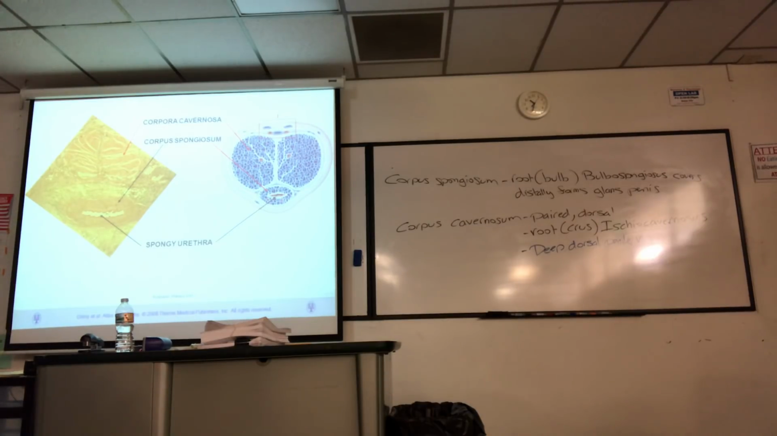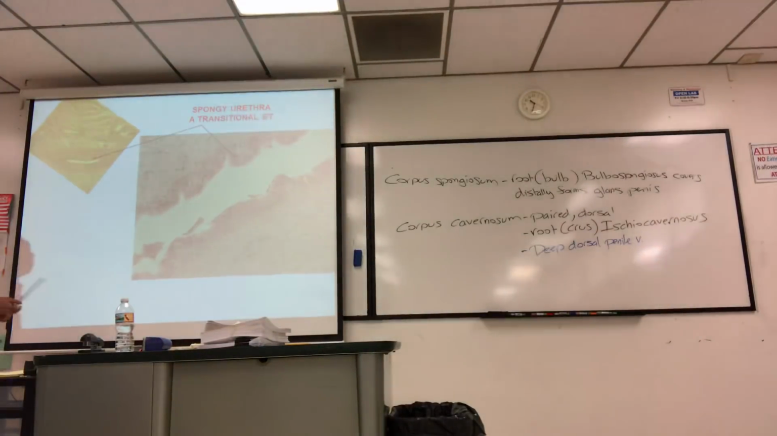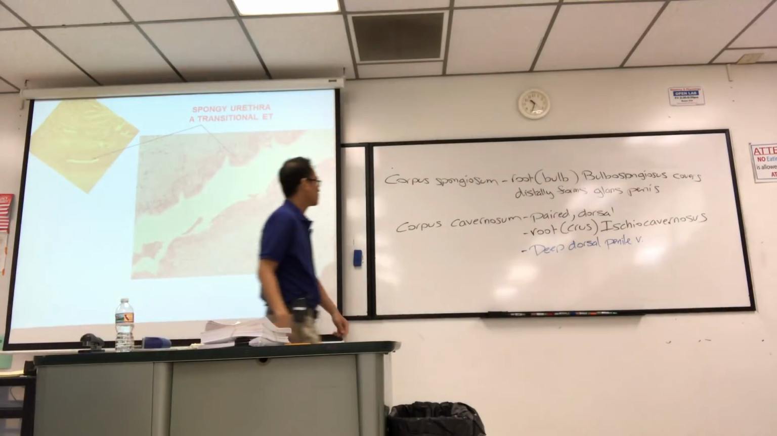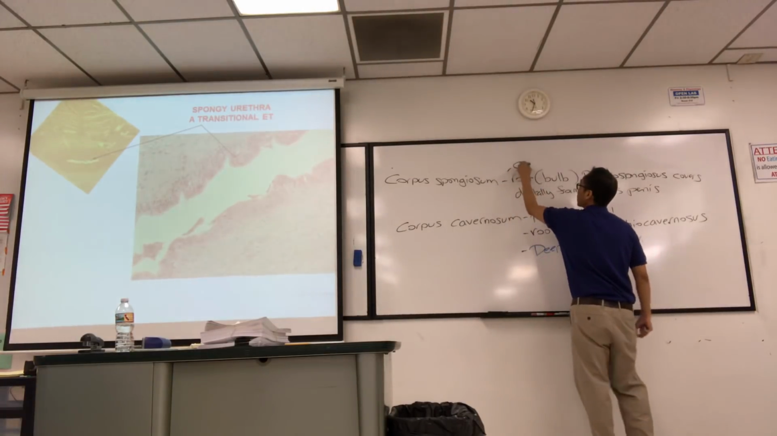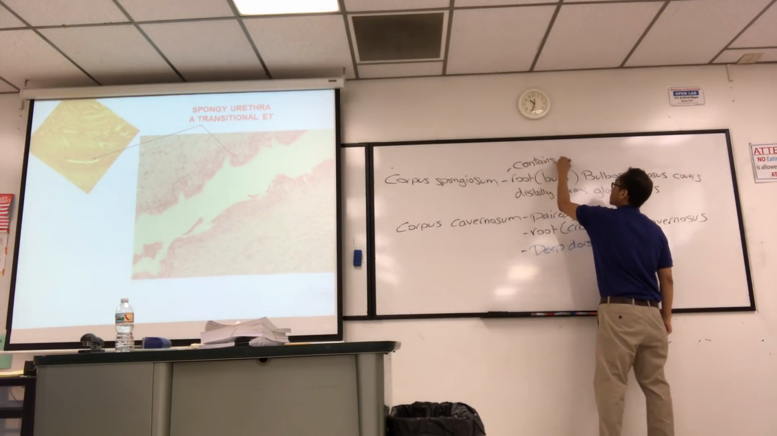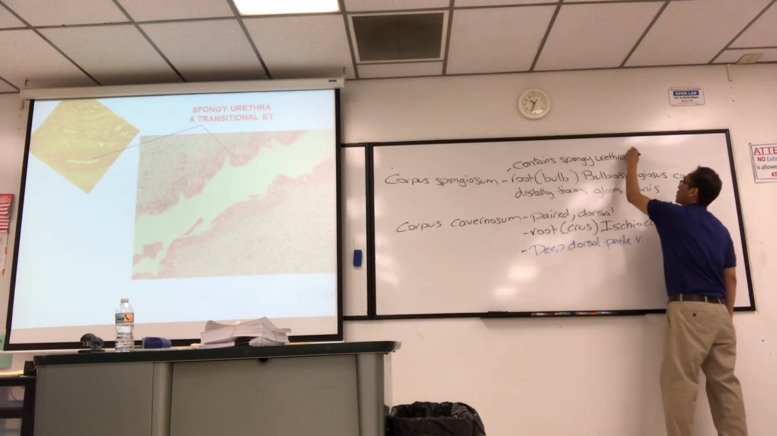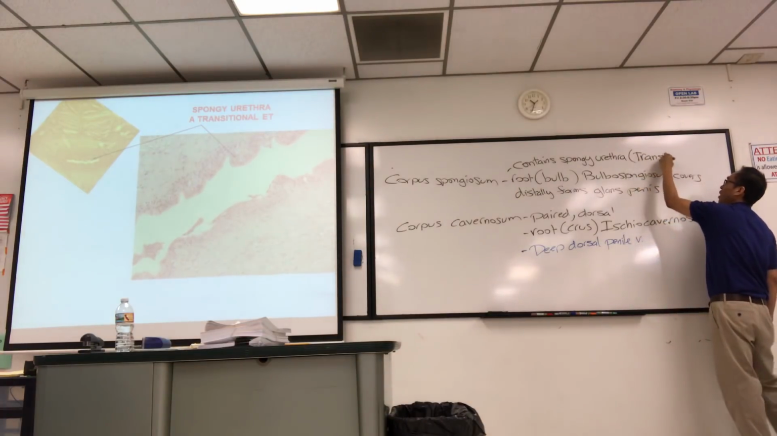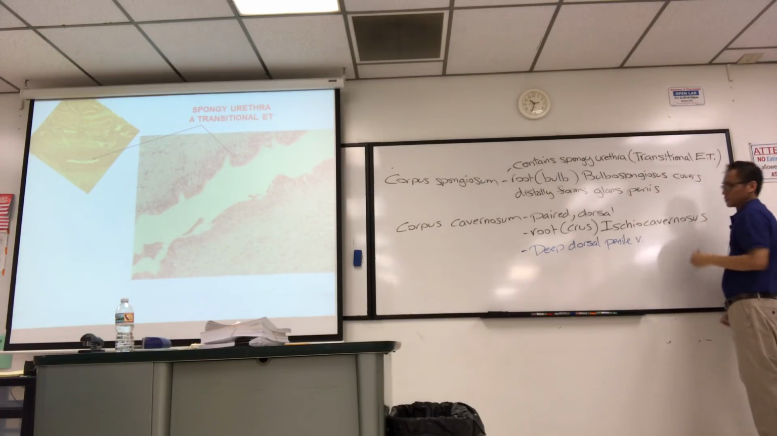If I zoom in on the epithelium that lines the urethra, it is a transitional epithelium. I want you to know that. That lines the urethra. So know that corpus spongiosum contains the spongy urethra. It's got a transitional epithelium that lines it.